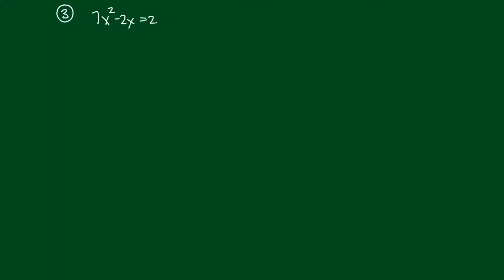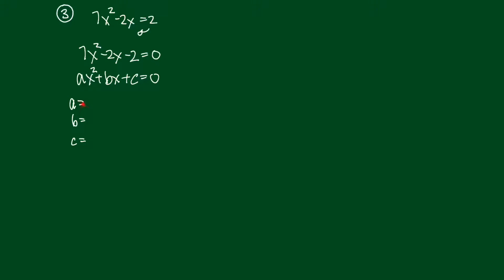The first thing we're going to do to use the quadratic formula on this problem here is to get it into standard form. So let's subtract 2 from both sides. So we'll write it as 7x squared minus 2x minus 2 equals 0. And now we've got the standard form, right? ax squared plus bx plus c equals 0. And we can identify a, b, and c.